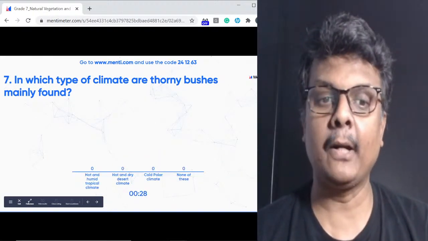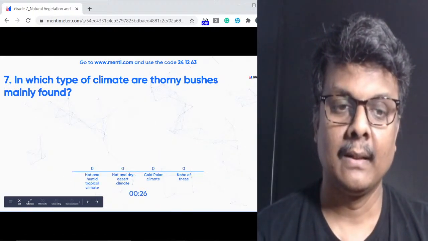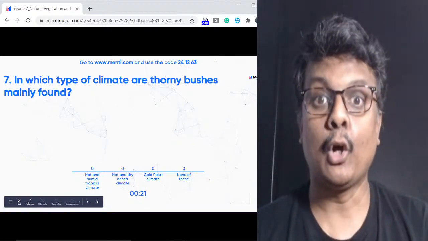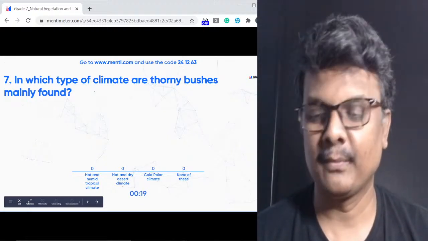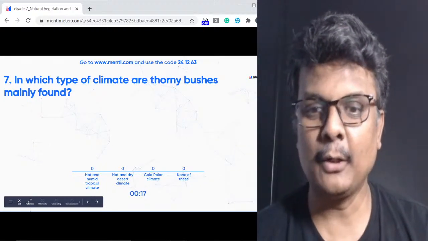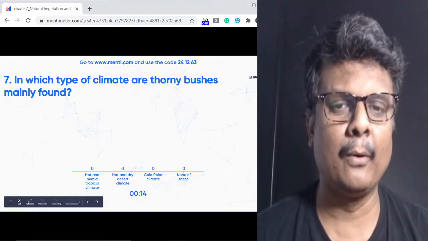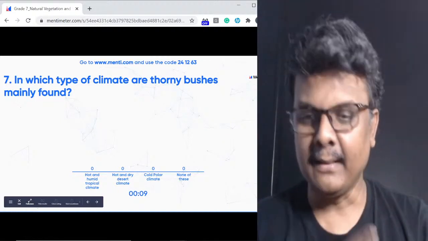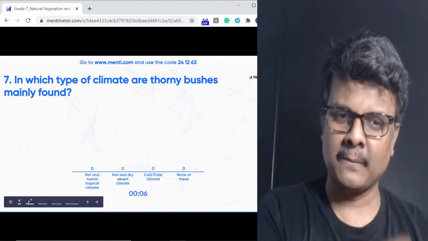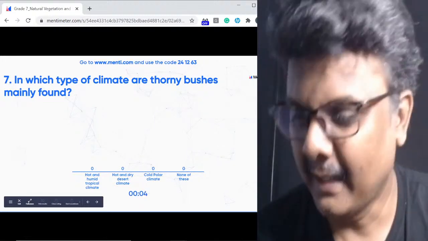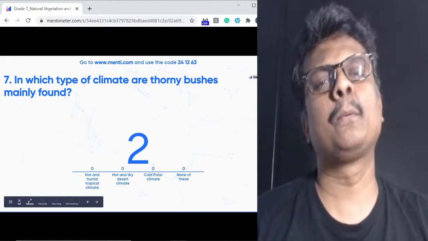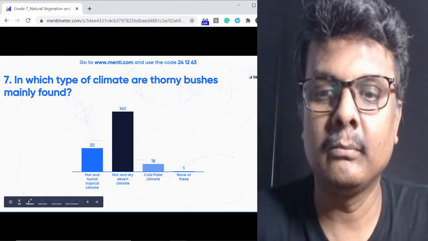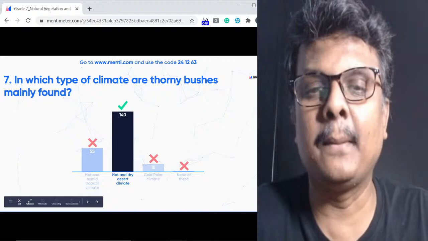In which type of climate are thorny bushes mainly found? Thorny bushes, so simple. Hot and humid tropical climate, desert climate, or polar region? Guys, I see many of you are choosing wrong answers. Very surprising. Careful. Guys, thorny bushes are present only in deserts. I don't know how you chose hot and humid tropical climate.